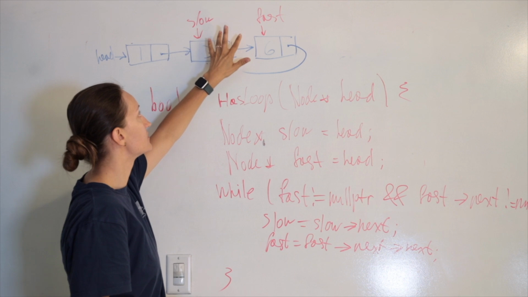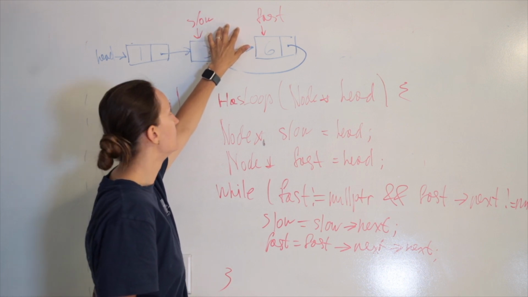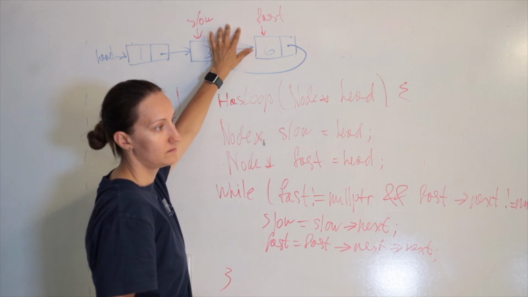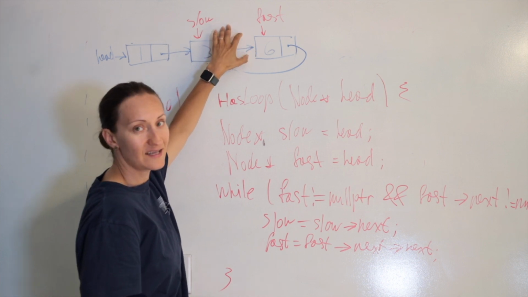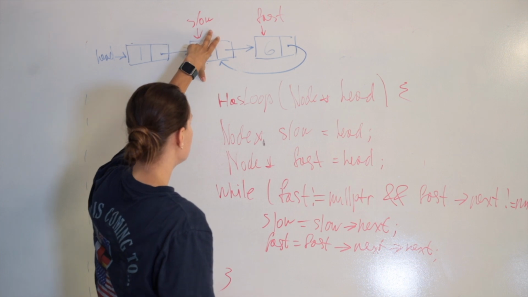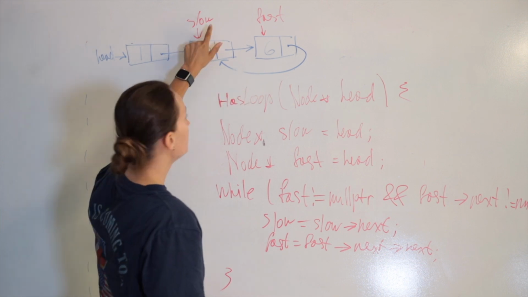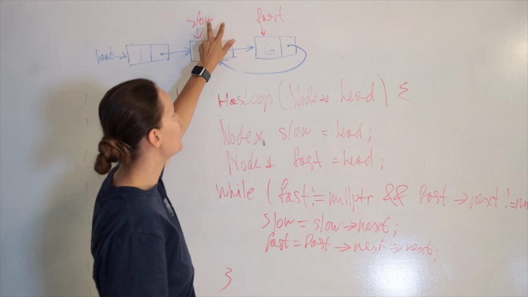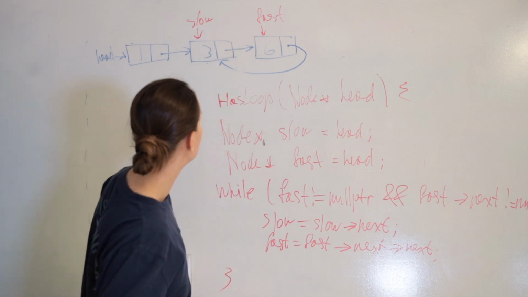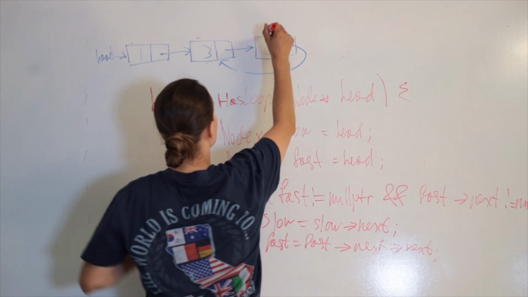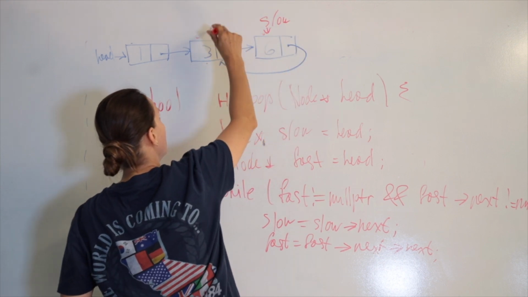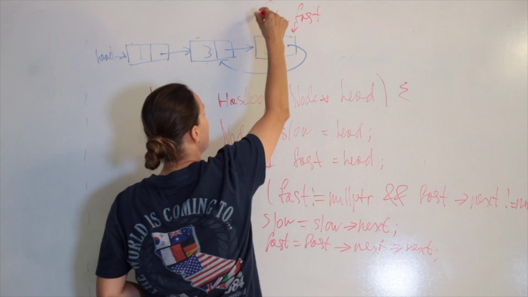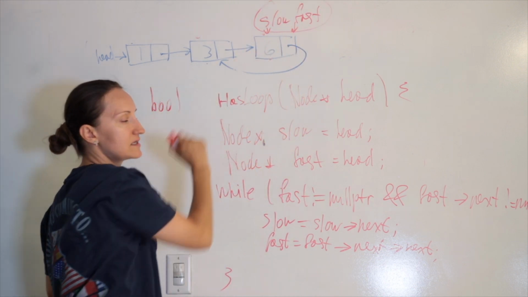If these pointers meet in the same spot, at the same place, it means this list contains the loop. Let's look at it. Now it contains the loop. If we move these pointers once again, so slow will be here and fast will skip one, it will go here, they meet. It means this list contains the loop.